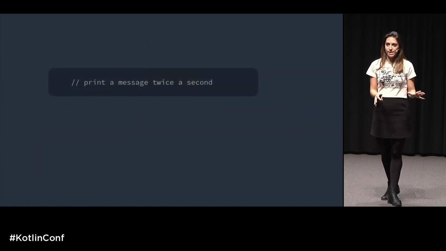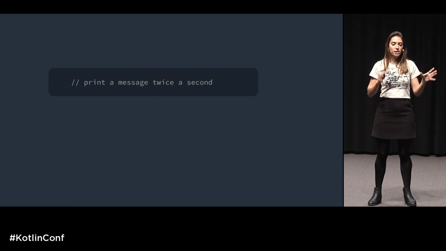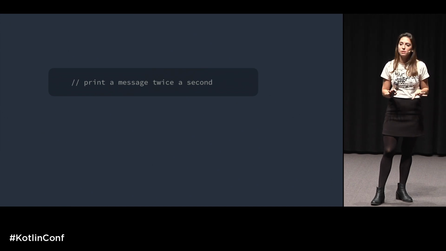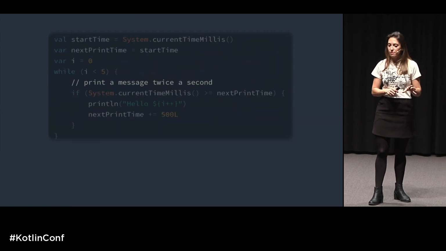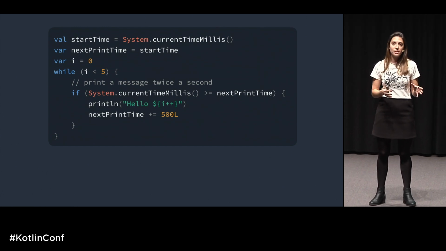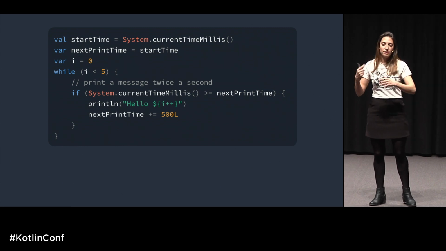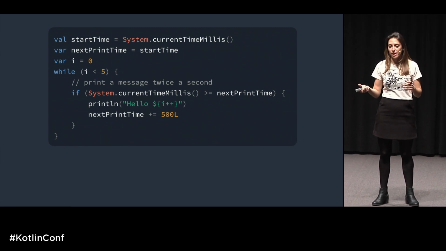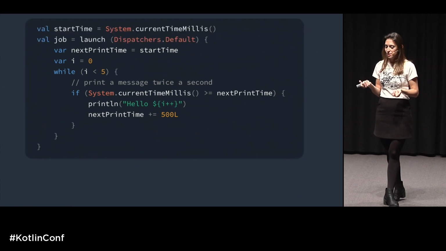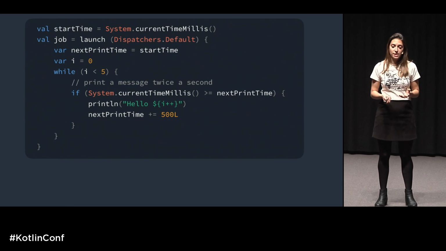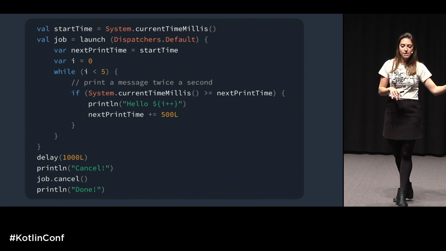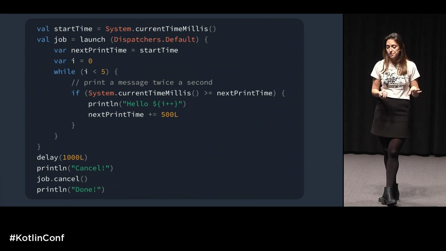OK, now let's take an example and see what the connection with the lifecycle is and what happens there. In our example, we want to print a message twice a second, 5 times. For this, we use the system current time in milliseconds, and then we set the next print time to 500 milliseconds. And we're just printing hello 5 times. We're talking about coroutines here, so we're launching a coroutine. We'll let the coroutine run a little bit for 1,000 milliseconds, and then we'll call cancel.